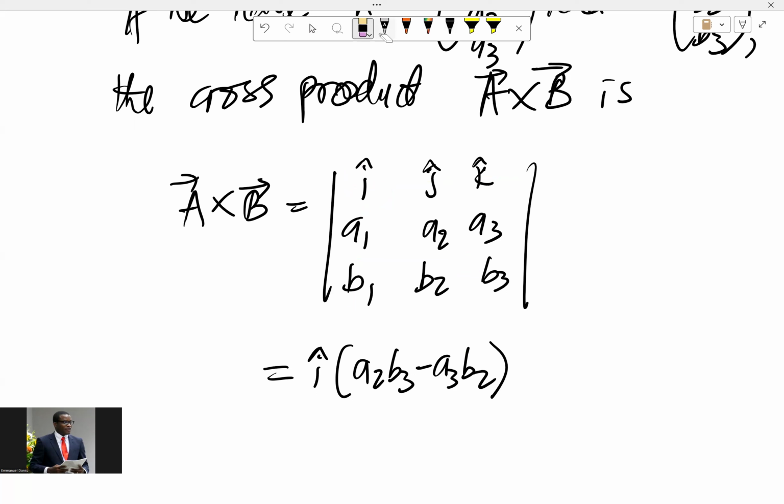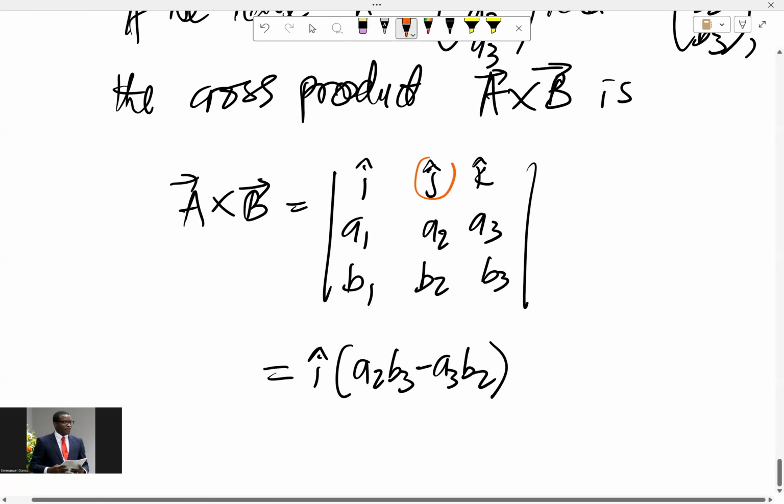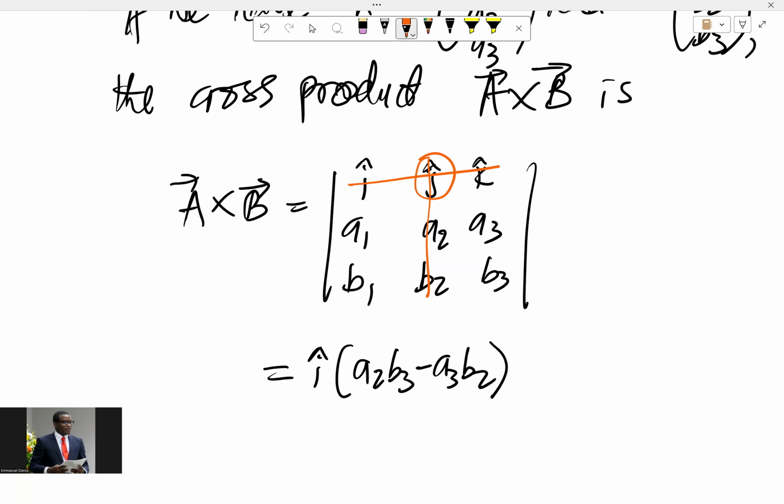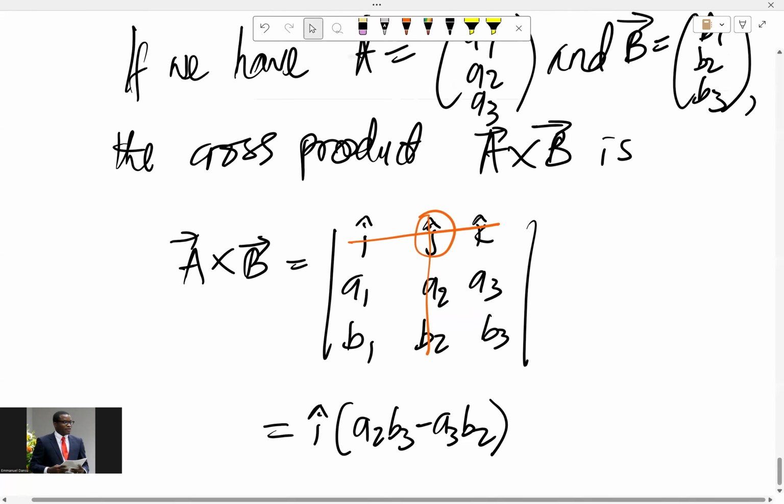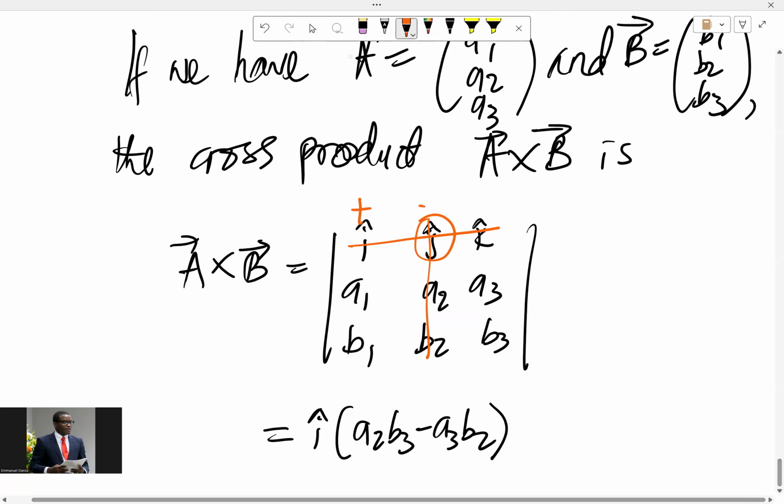So then you go for the next unit vector right there. And now, this is the focus. Because this is the focus, cross out the row it belongs to and the column it belongs to, such that, of course, you also have to assign signs to it. This is plus, minus, plus normally.